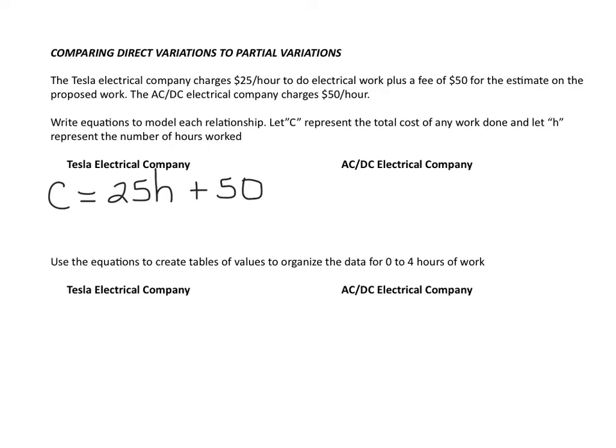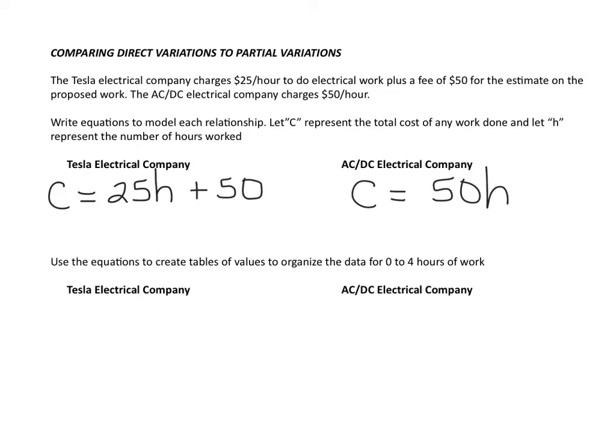Now on the other side, we have the AC/DC Electrical Company. And for these guys, they're just going to charge you $50 per hour. That's it. So yeah, a little bit more expensive for every hour of work that they need to come and do, but that's it. There's no extra charge on top of that.